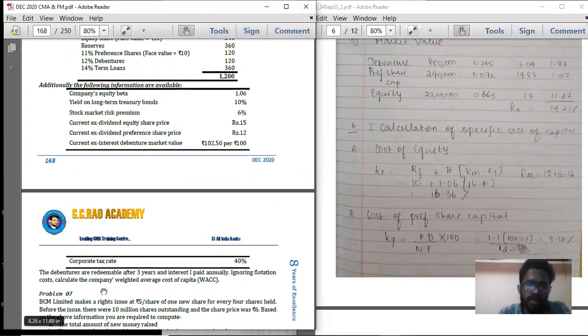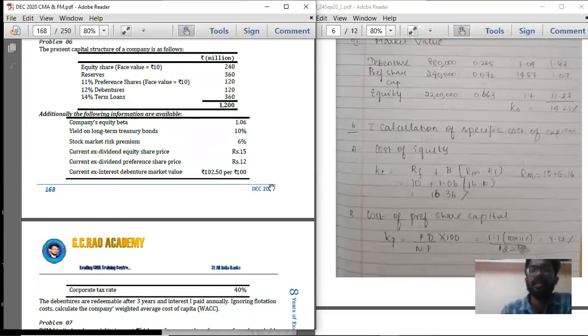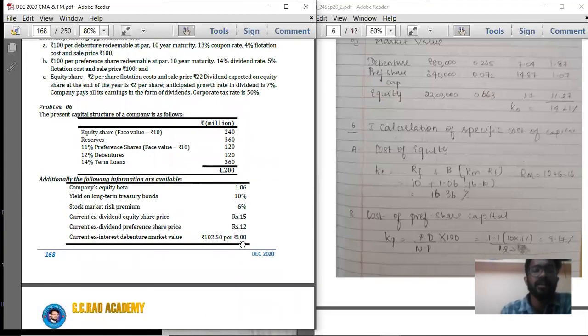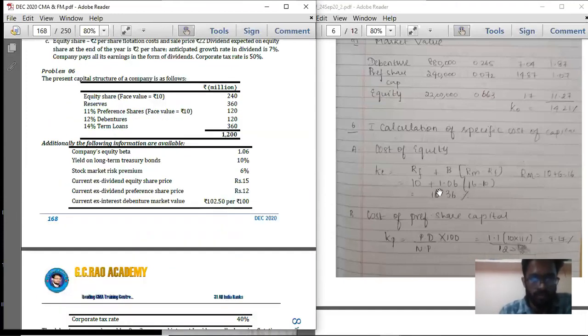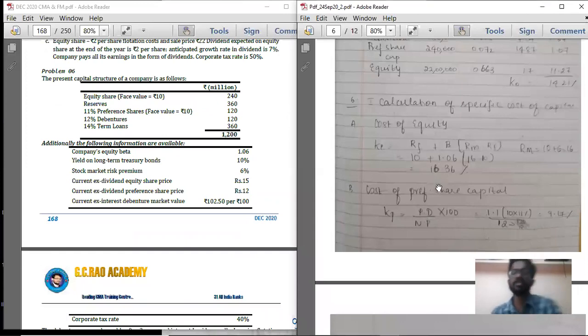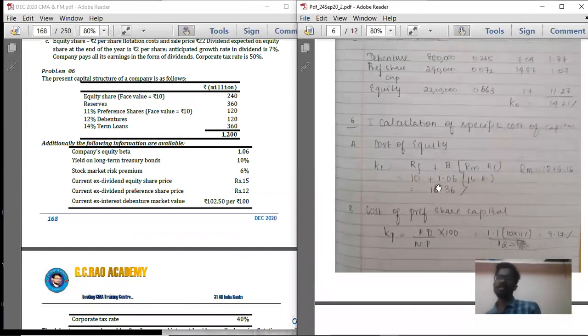Ignoring flotation cost, so there is no flotation cost. Calculate the company's weighted average cost of capital. It is asking us to calculate the company's weighted average cost of capital. So first we should calculate the different costs of capital, and then we should calculate the weighted average cost of capital. Come to the solution, problem number 6. All these are book values. Now using this, we should calculate the market values. So using the market values, you should calculate the overall cost of capital.